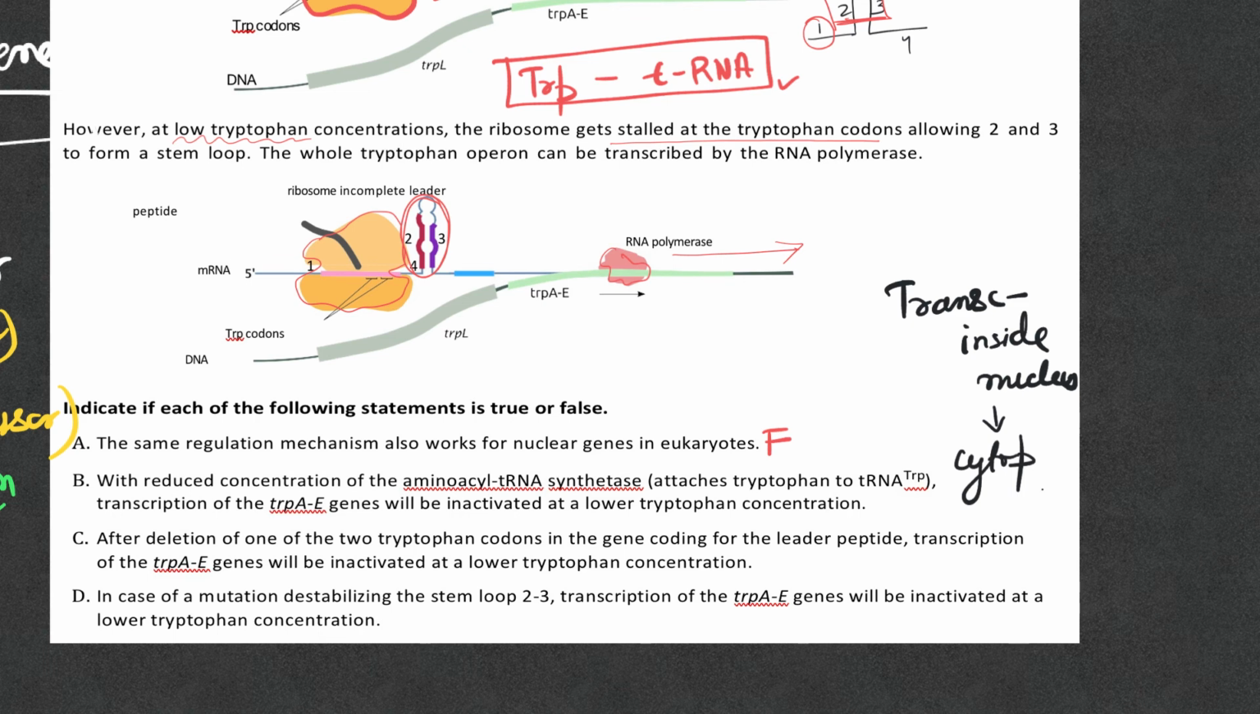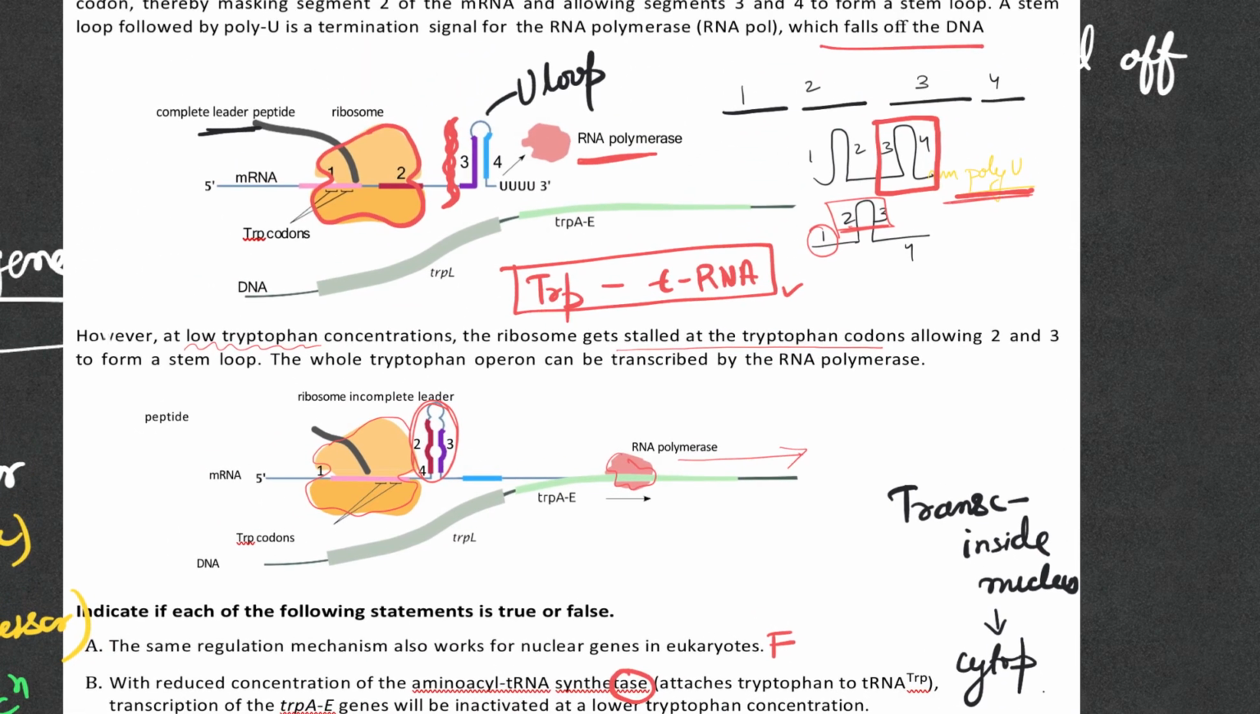Now, with reduced concentration of aminoacyl-tRNA synthetase, what is aminoacyl-tRNA synthetase? It's an enzyme. They have given you what it does: it attaches tryptophan to tRNA. Remember, our mechanism greatly hinged on the tryptophan-tRNA complex, because this is what the ribosome was reading or waiting for. If I have tryptophan, I'll have the tryptophan-tRNA complex, and my ribosome will not wait. Regions 1 and 2 will be covered, the 3-4 loop will be formed, and my synthesis will be paused.